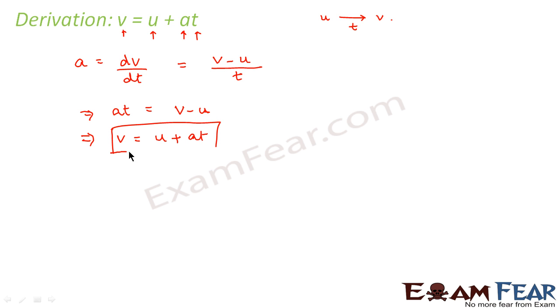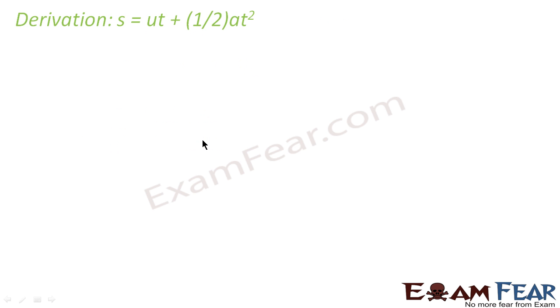Very simple, right? So this equation is nothing but an alternative form of the definition of acceleration. I hope it is very clear and there is no doubt in this. So let us go ahead and proceed with the second equation, that is S is equal to UT plus half AT square, where S is the displacement, u is the initial velocity, t is the time, and a is the acceleration.